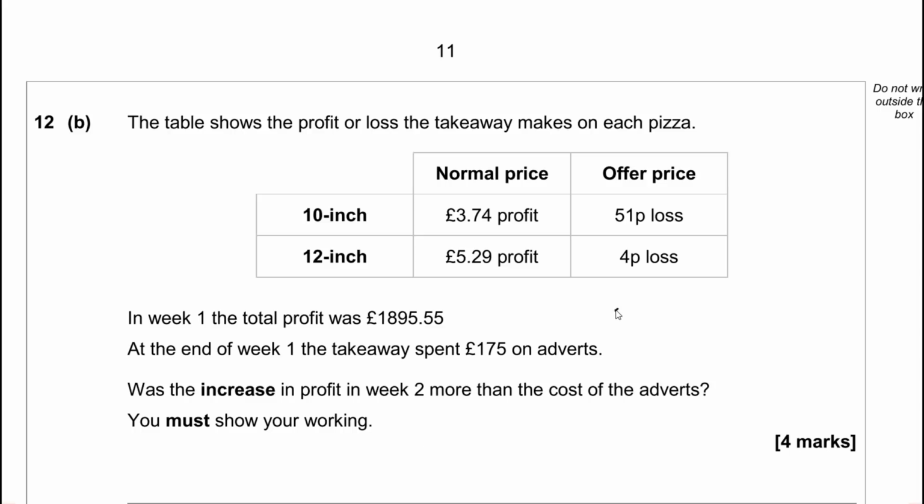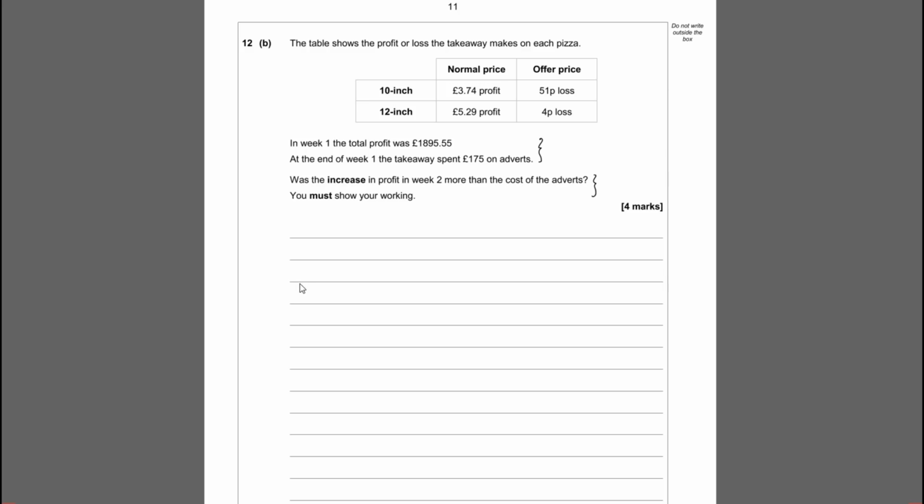Now we have information from week 1. We just need to do something with week 2. Let's use the data from the previous page. It says sales of 10-inch pizza and then 12-inch pizza. This will be the normal price and offer price, normal price, offer price. And it says 396 here, 362 here, 164 here, and 143 here.